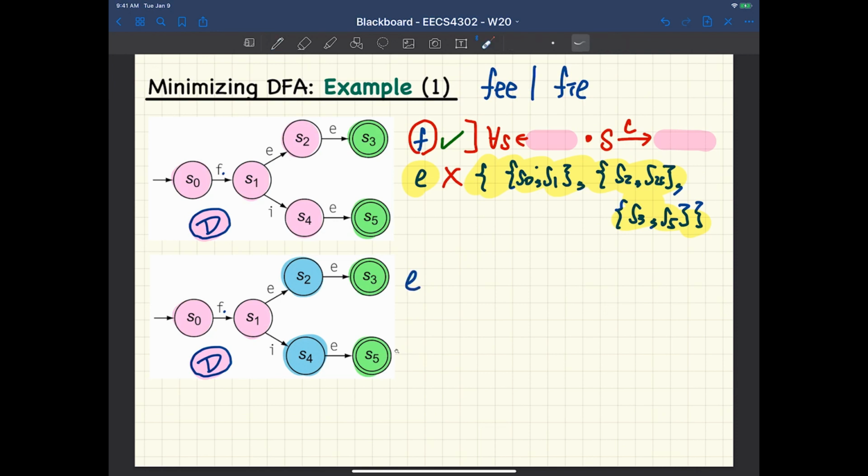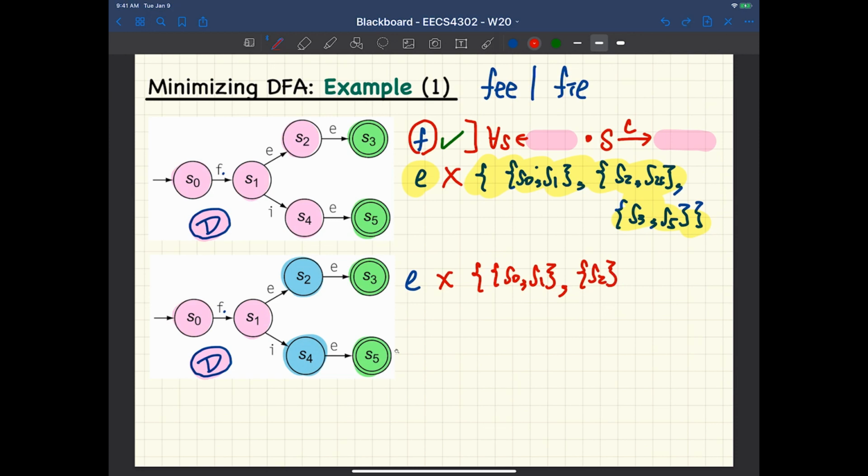So for E here, S0 should go to the dead state, right? For S1, it should go to the blue. It's already different, right? And now, what about S0, S1? Yeah, that means S1 should be split out. Pretty good. So for E here, this is not good. So what I will do is get S4 to be split out. So now I will get S0, S1, and then I should get S2.